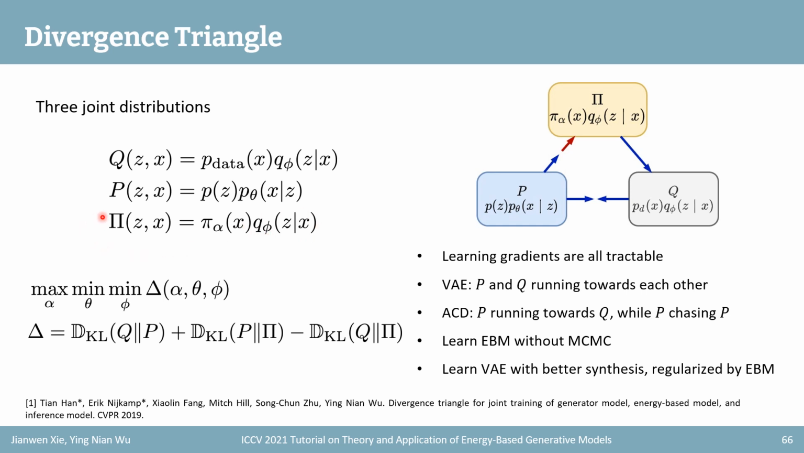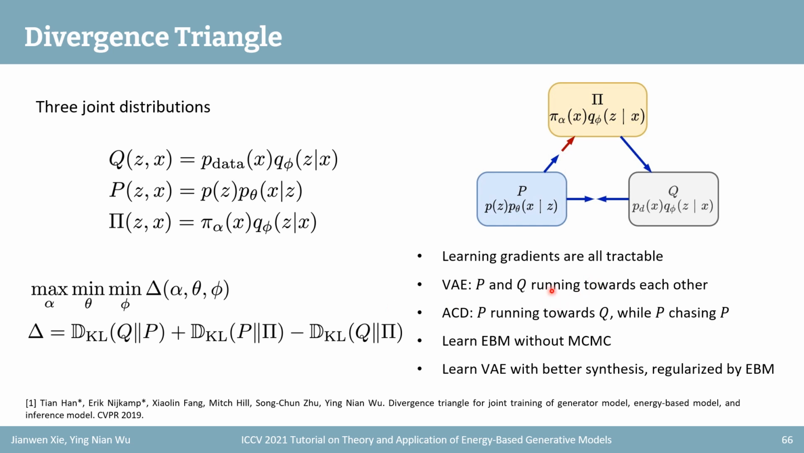Actually, you can also replace this by a so-called latent energy-based model that defines a density on both Z and X. Okay. Now we have these three joint densities on Z and X, and then we can define the following divergence triangle, which is in this form, and then we either max or min over those three parameters. So this enables us to learn all these models simultaneously without MCMC.